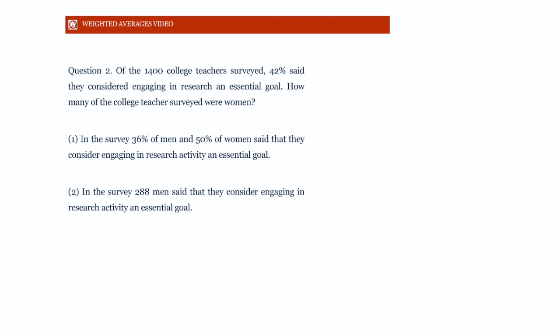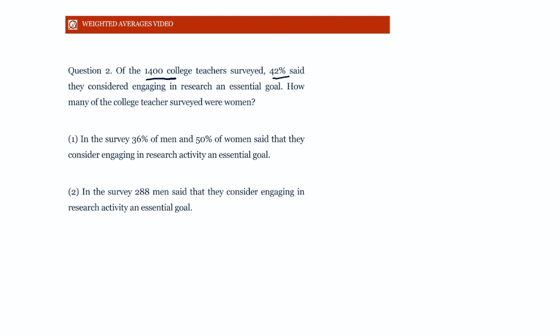Take a look at this question now. Reminds me of sets, Venn diagrams, double set matrices, etc., right? So try it out, pause the video over here, and when you're ready, then start it again. Okay. Of the 1400 college teachers surveyed, 42% said they considered engaging in research an essential goal. How many of the college teachers surveyed were women? So I'm thinking double set matrices. Perhaps there is a man, woman, two rows, and then two columns, the ones who consider research essential and the others who don't. We look at it. No worries.